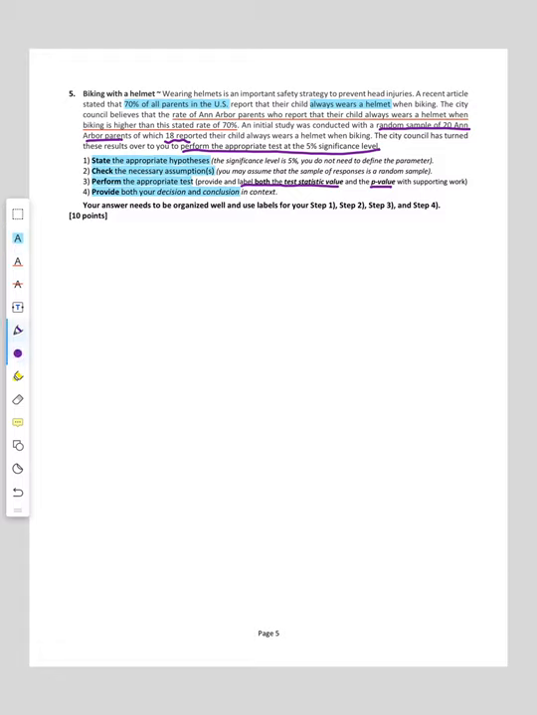We're looking at rates. We want to assess if the rate of Ann Arbor parents who report is higher than the stated rate of 70%. And rates indicate proportions. So step number 1, we're testing hypotheses about a population proportion. Is it 70% for all Ann Arbor parents? Or is it indeed that the population rate for all Ann Arbor parents who report their child always wears a helmet is more than 70%? We are not asked to define the parameter, but the parameter here is the population proportion for Ann Arbor parents who do so. The significance level alpha is set to be 0.05.